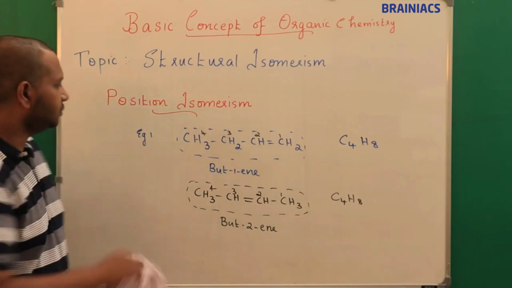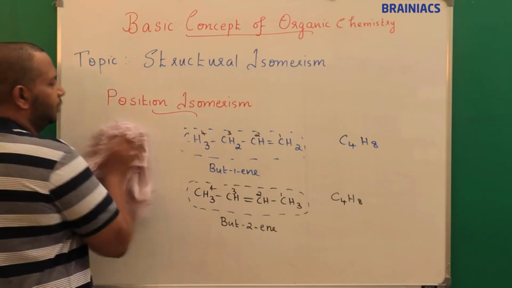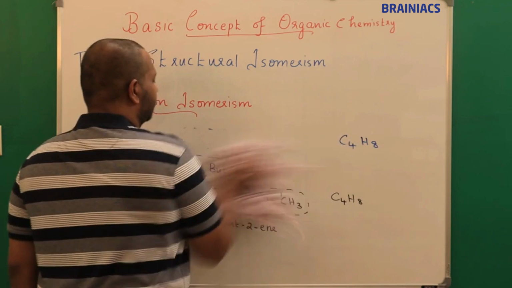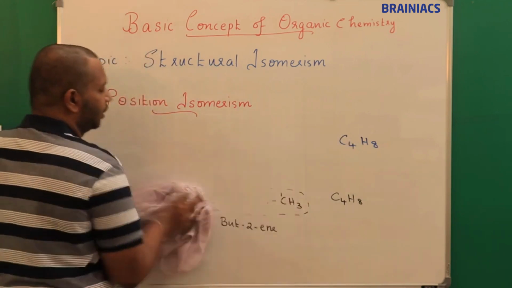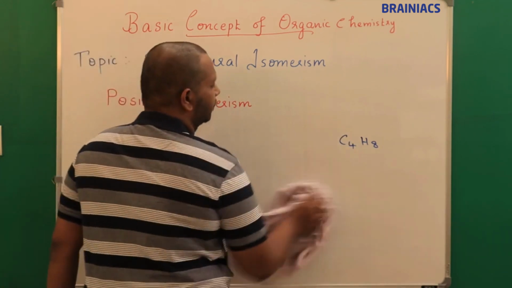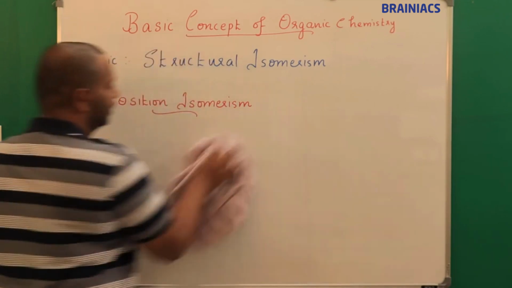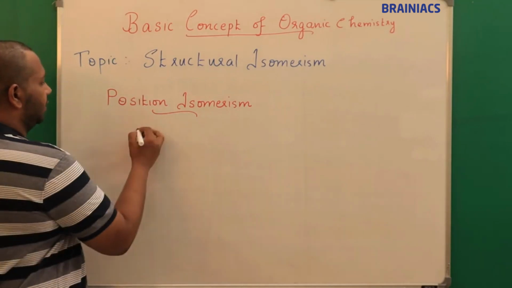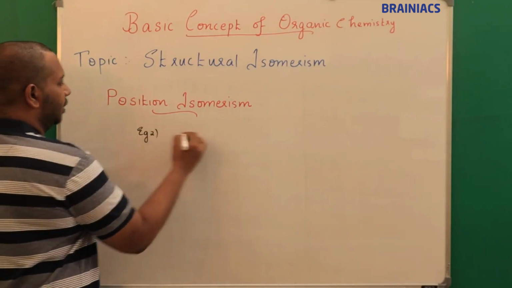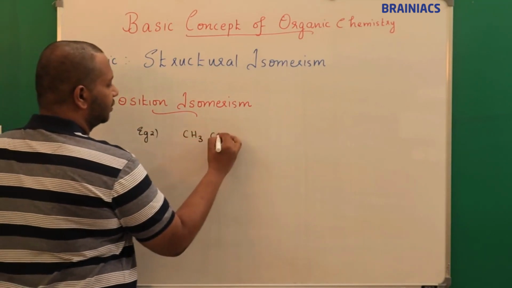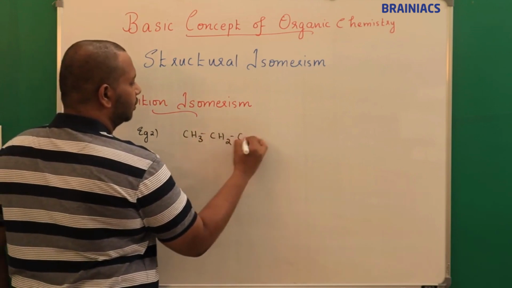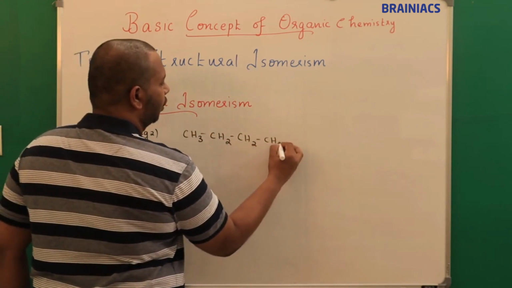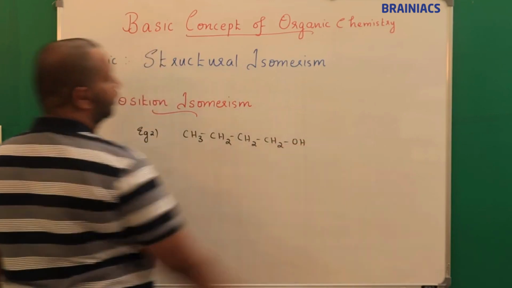So we will see example 2. I hope with that you will get more clear idea of position isomerism. This is very important for exam. They used to ask this earlier actually. Okay, so let's write the next example, that is example 2. So CH3, CH2, CH2, CH2OH. Can you name this compound?